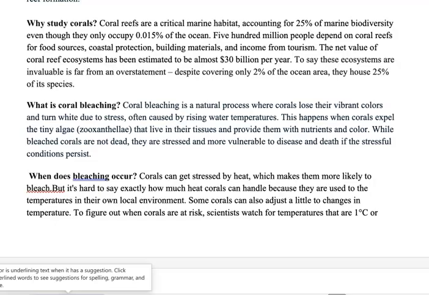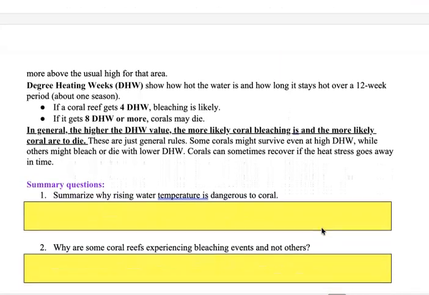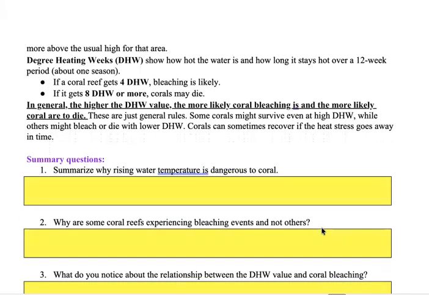Well, as we already said, corals get stressed by heat, which makes them more likely to bleach. But it's hard to say exactly how much heat corals can handle because they are used to the temperatures in their own local environment, their own area. Some corals can also adjust a little to changes in temperature. So to find out when corals are at risk, scientists watch for temperatures that are 1 degree or more above the usual high for that area.